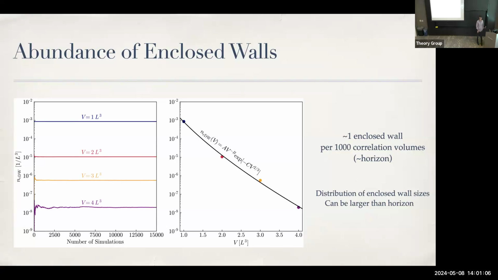That is roughly the smallest ones of 1 per 1 horizon volume enclosed wall are roughly 1 per 1,000 horizons, and then the bigger walls are rarer and rarer following this exponential e to the minus v to the 2/3 formula.